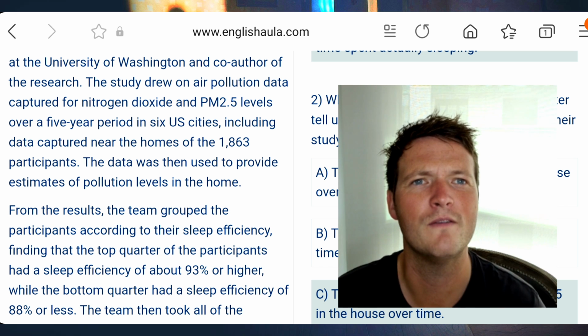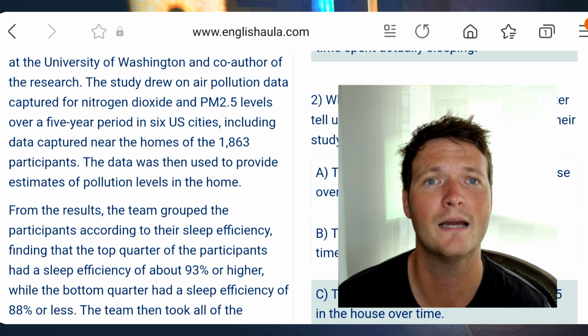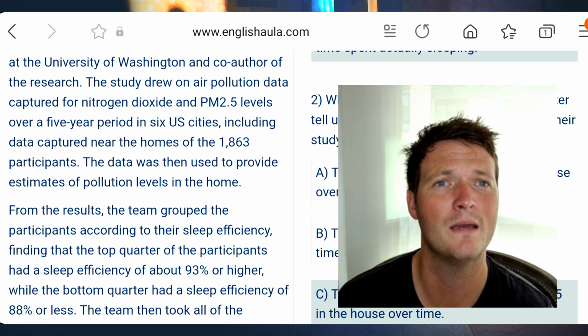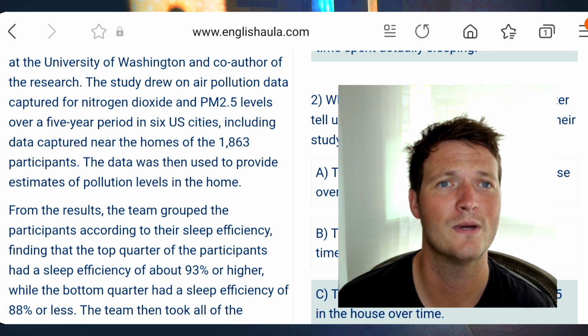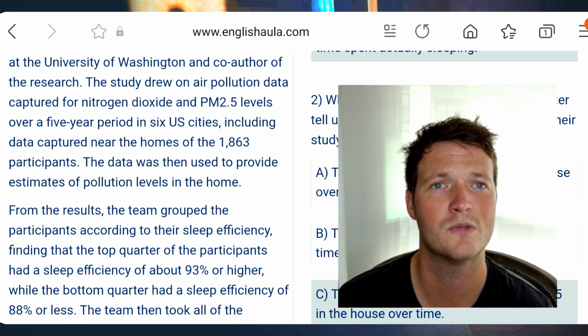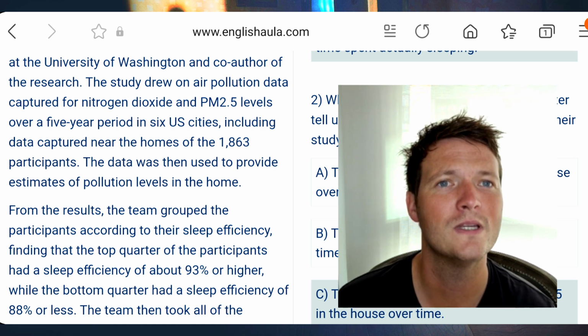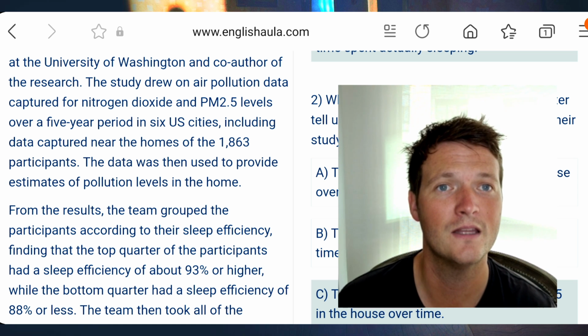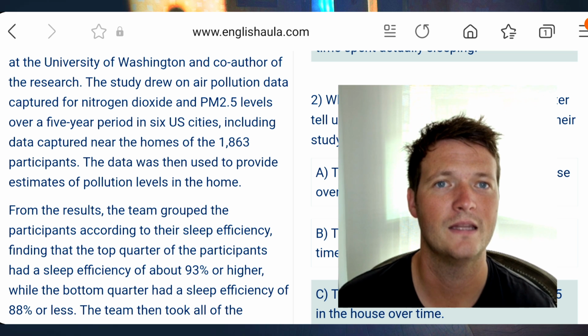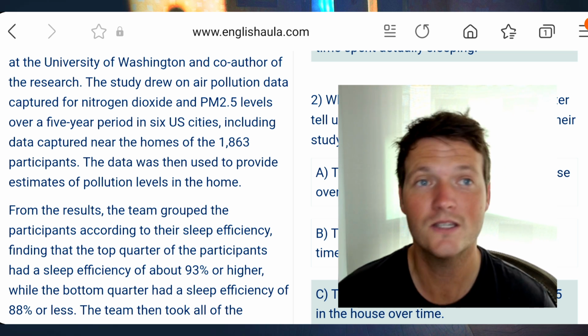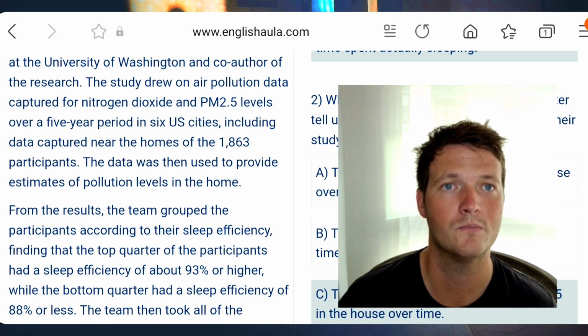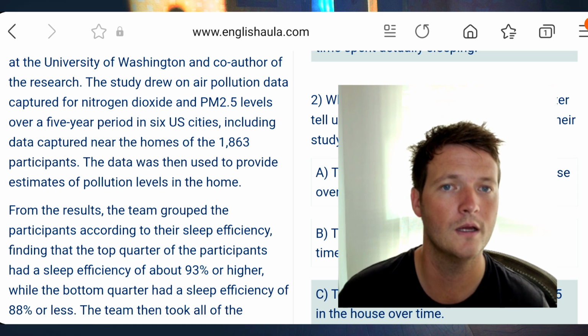The study drew on information on air pollution data captured from nitrogen dioxide and PM2.5 levels over a 5-year period in 6 US cities, including data captured near the homes of the participants. And they then estimated the levels of pollution in the home. I think it's only nitrogen dioxide and PM2.5 that they're focusing on, right?